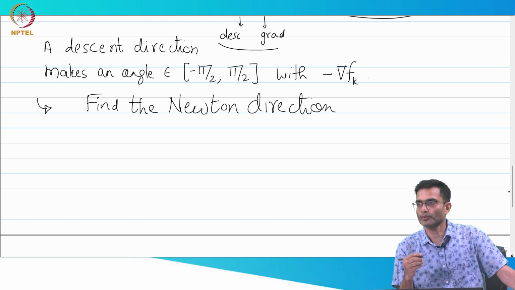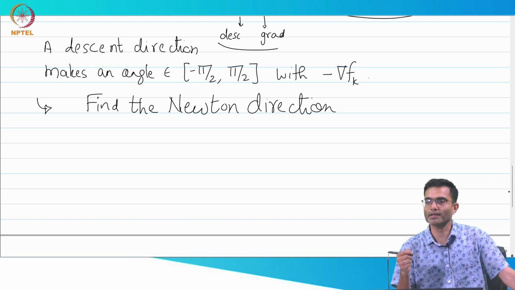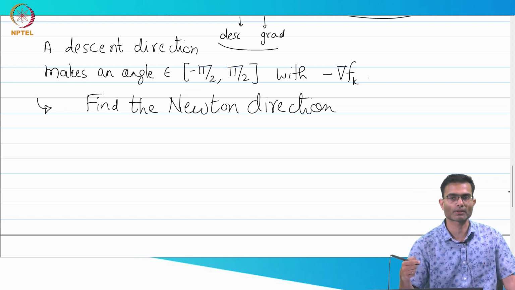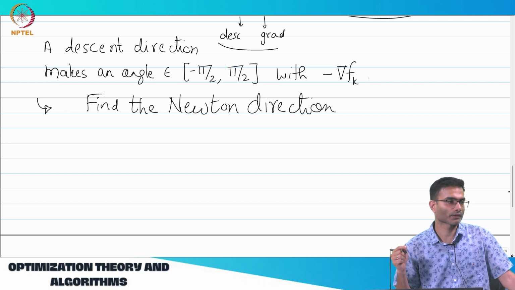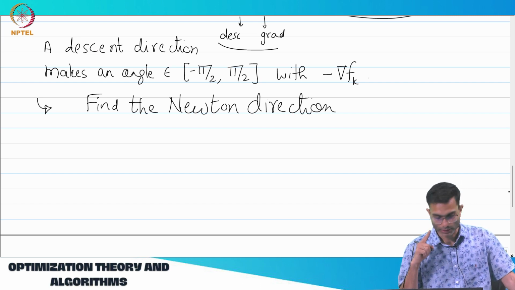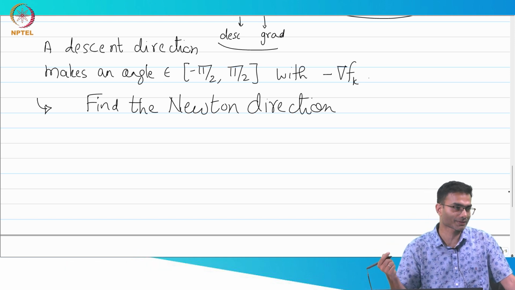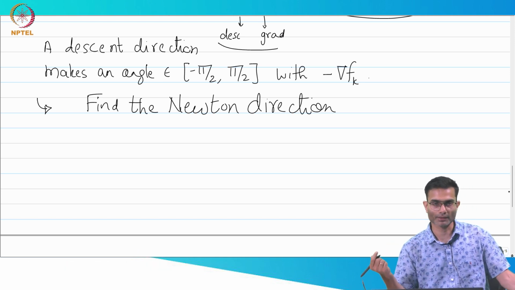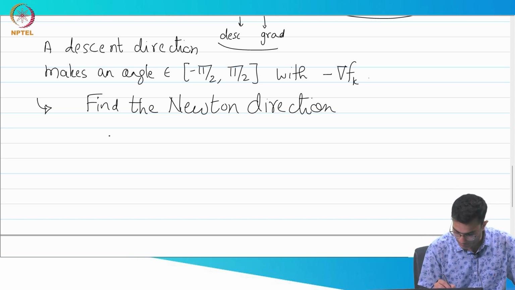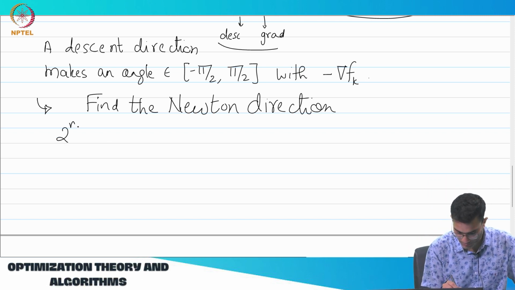So you're getting the hang of it right now. What is the main tool that we used in the previous development? Taylor's theorem to first order. Now we know that the Newton method is a second order method. So what should be our starting point? Second order Taylor's theorem, right? So let's write that out. So second order.